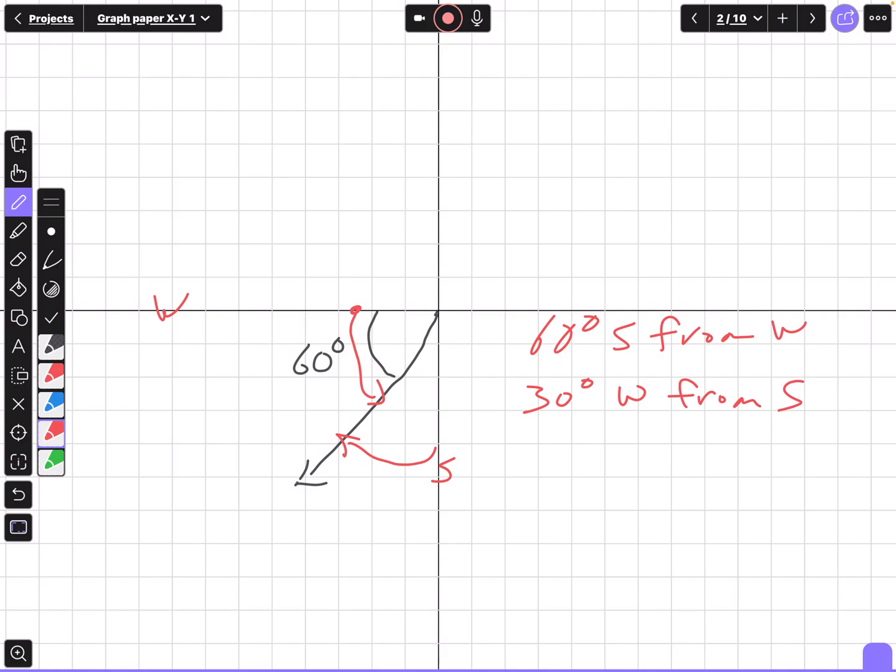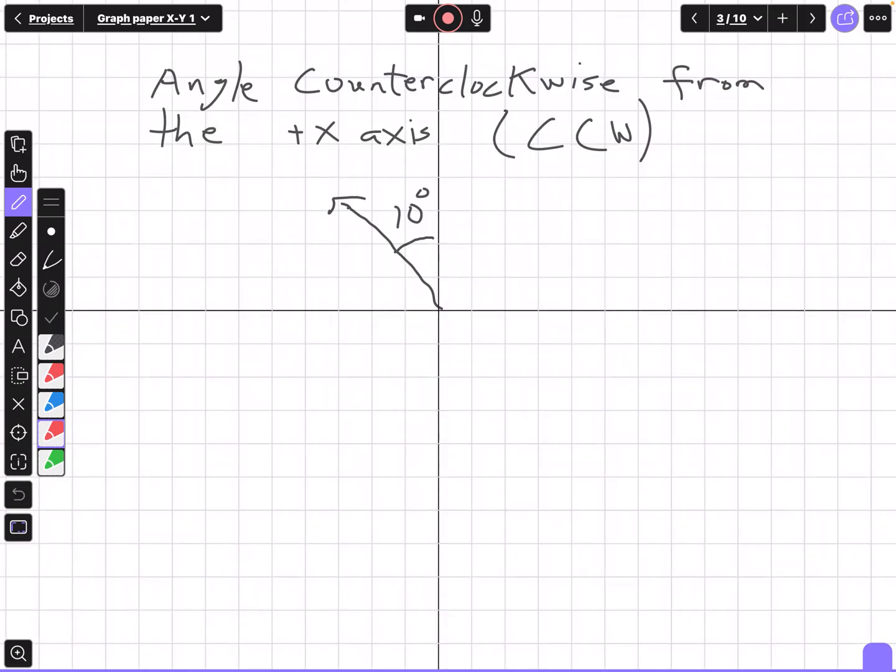Two different ways to show the same angle, and I'll ask you that on the test when we have one. Now I want to look at the angle counterclockwise from the x-axis. If you see CCW, that always means counterclockwise from the positive x, meaning I want to measure that angle. If you notice, this angle is 10 degrees west from north, but I want to measure it from the positive x all the way till I get here.